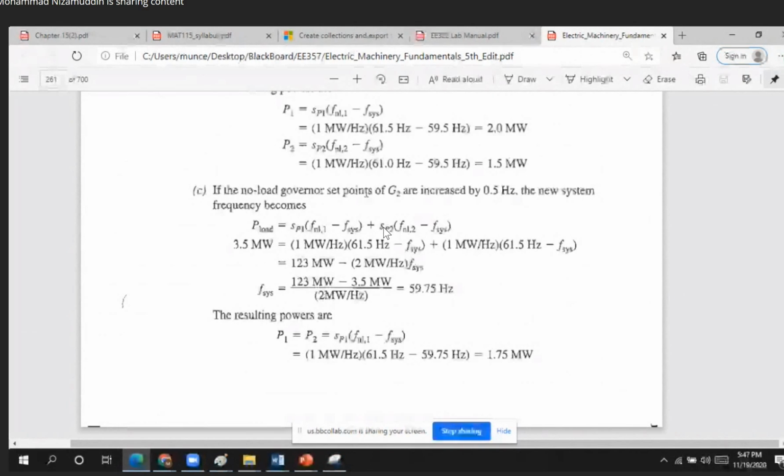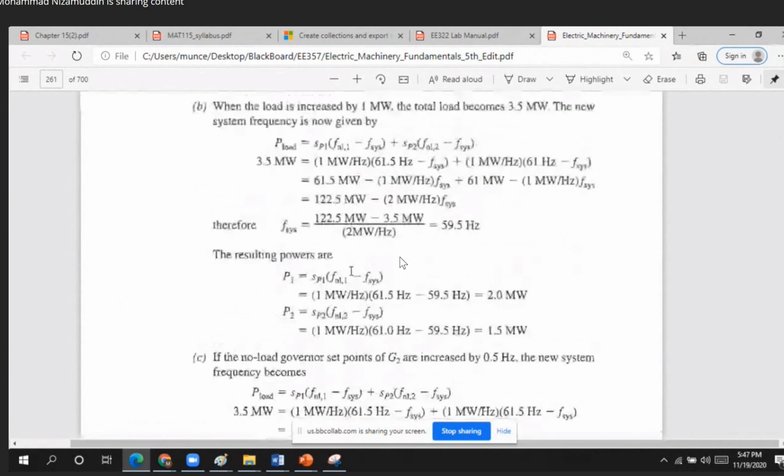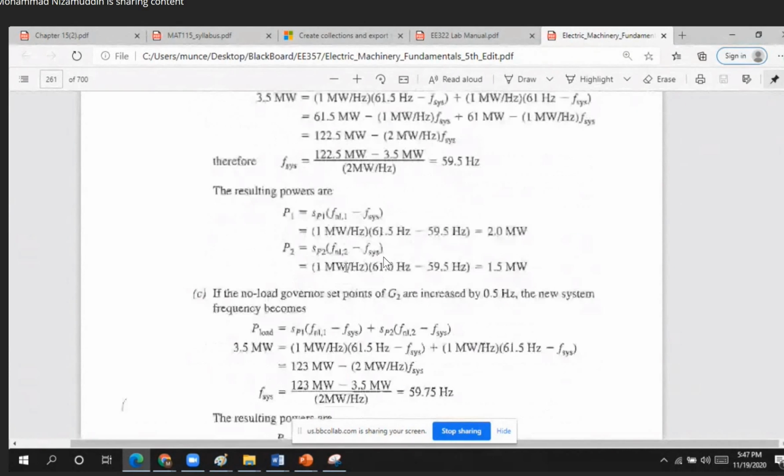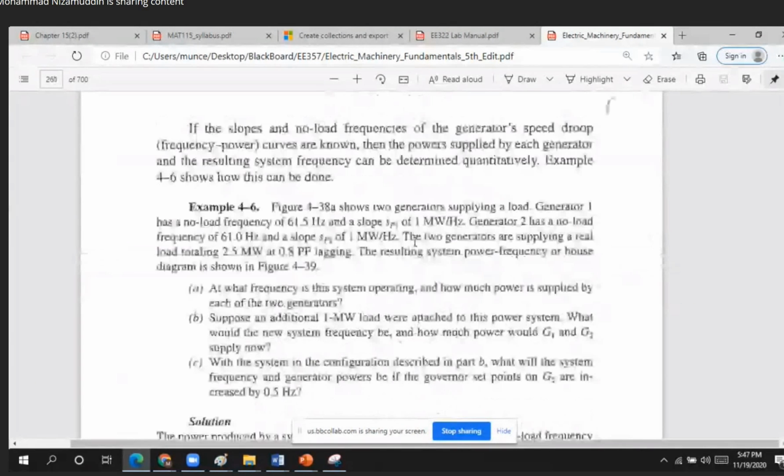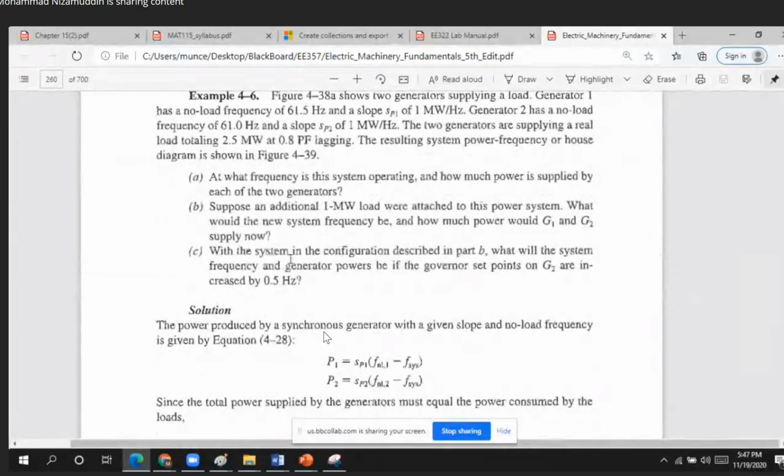If no load governor set point G2 is increased, the new system frequency becomes... Okay, let me see the question number 3. What it says: with the system in the configuration described in part B, what will be the system frequency and generator powers be if the governor set points of G2 are increased by 0.5 hertz.